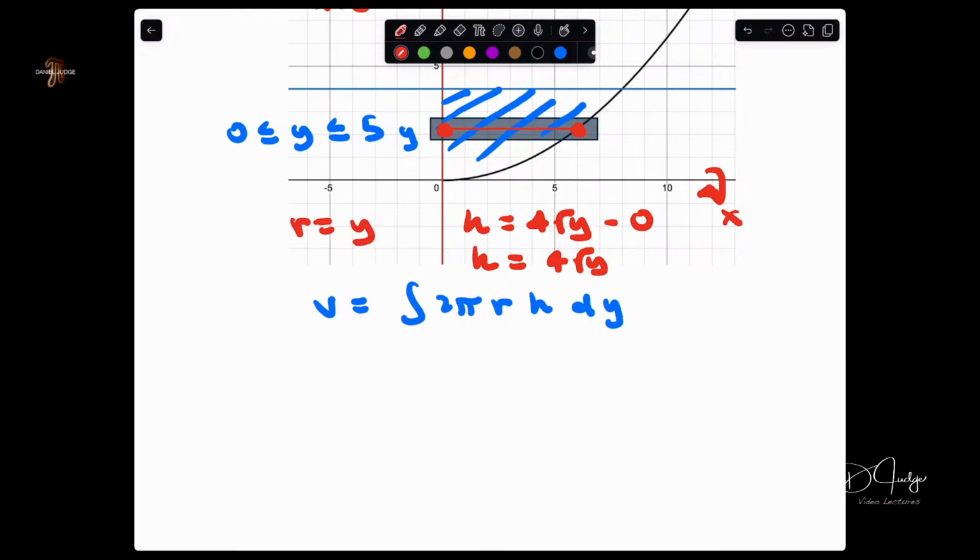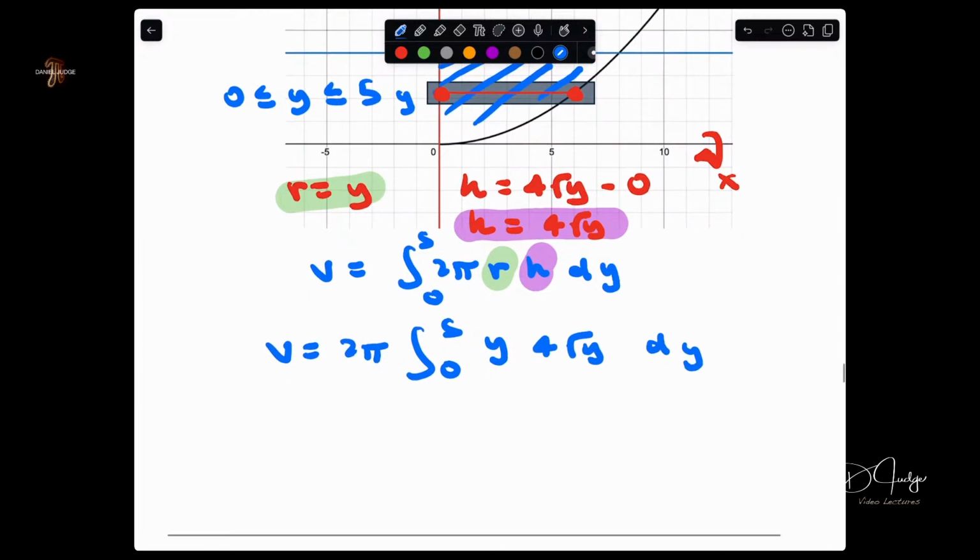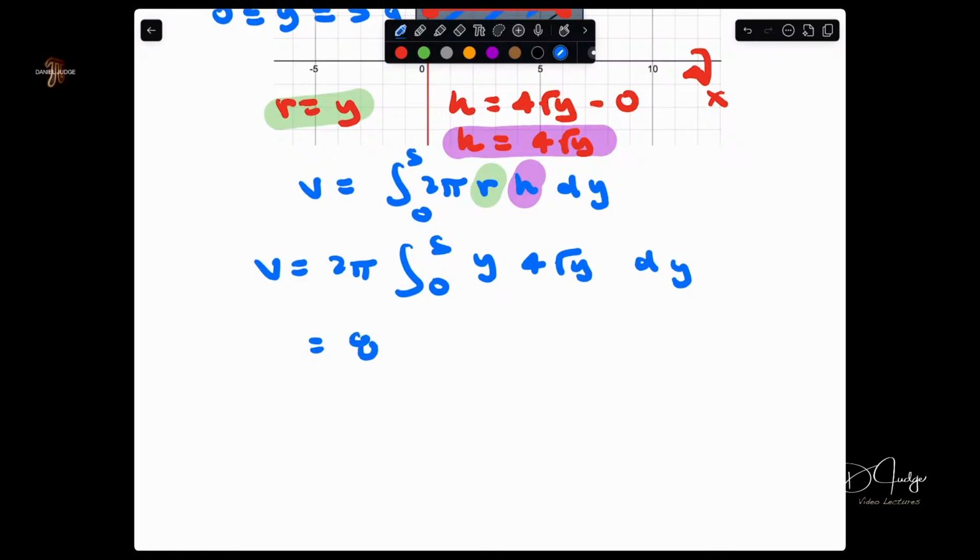R is y, so we just have to plug everything in now. I don't even have to rotate that curve. I'm just going to go straight to our formula here. We know we're going to go from 0 to 5. So we can pull out the 2 pi, integrate 0 to 5. R is y, 4 square root of y, dy. We get 8 pi, we're going to integrate 0 to 5, y square root of y, dy.